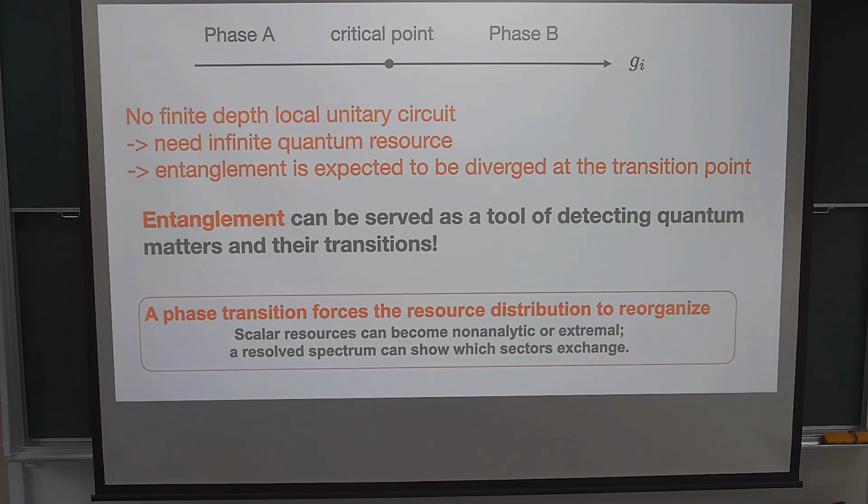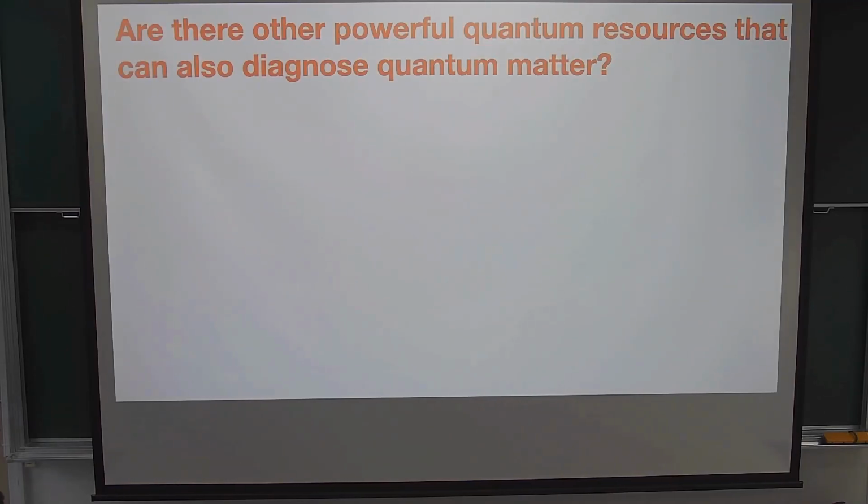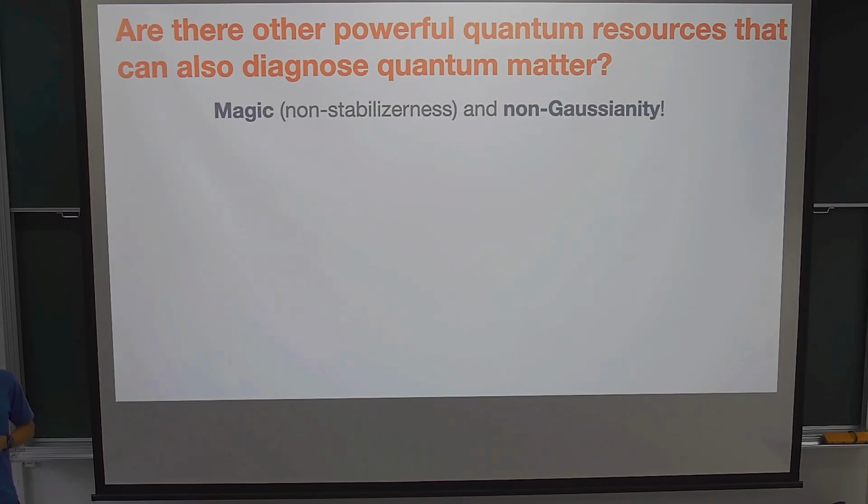I will show you that this type of quantum resource can be used to diagnose many-body phases and their transitions. Of course entanglement is well known, and as previous speakers described, it can also be applied to non-equilibrium phase transitions, monitored-induced phase transitions. Now I'm trying to do the other way around: I'm using a different quantum resource measurement to study the equilibrium phase transition.